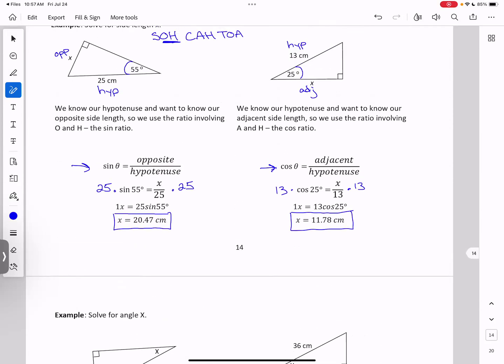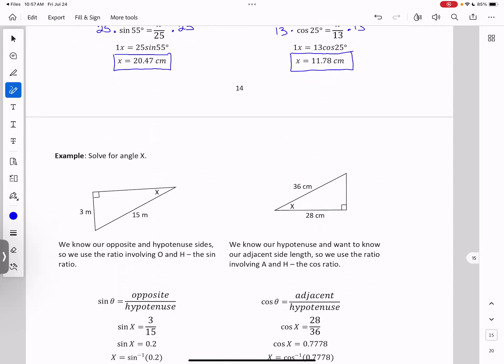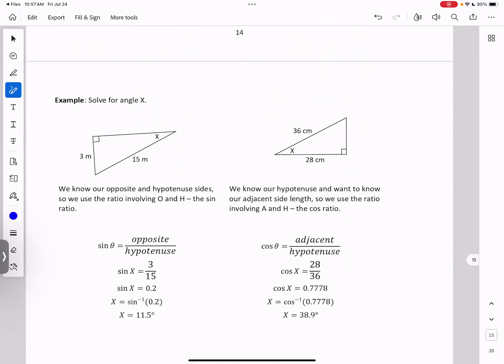Okay, so that's solving for side length. So you want to use the ratio that involves your unknown of interest as well as your known side. The other thing you can do is solve for an angle. So in this example here, we're asked to solve for angle x. Relative to that angle, we've got a side given over here, which is our opposite, and we've been given our hypotenuse. So we've been given O and H, which means we want to use a ratio involving O and H, and that is sine. So we know sine of any angle theta is opposite over hypotenuse.